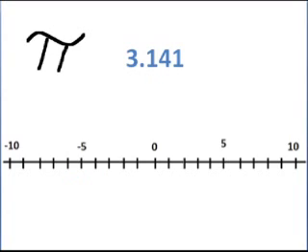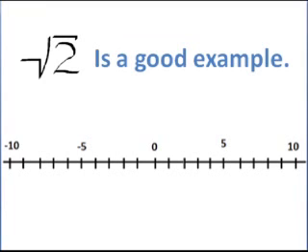And we could say, well, let's be a little more exact. That would be 3.141. Or we can say we want to be more exact than that. We want pi correct to 4 decimal places. That would be 3.1415. And this goes on forever and ever. There's no pattern. That's what makes pi irrational. Square root of 2 is another good example of an irrational number.